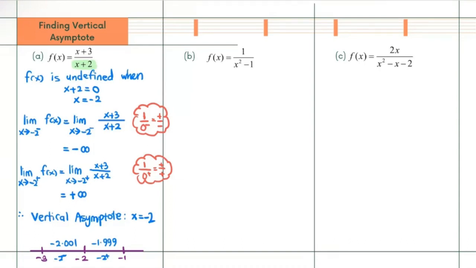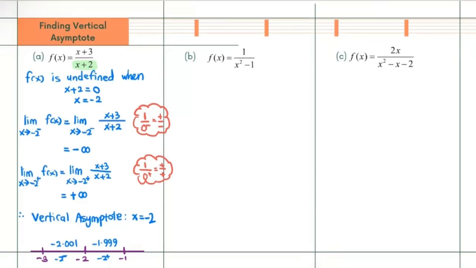Now kita tengok contoh yang seterusnya, x² minus 1. Okay, jap. Sebelum tu saya nak tunjuk contoh B ke saya nak tunjuk contoh C? Salah satu daripada soalan ini akan jadi pensyarah muda punya soalan. So, mari pilih soalan mana?